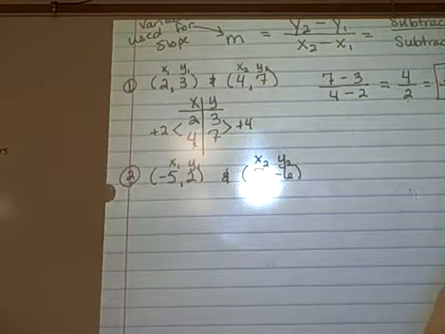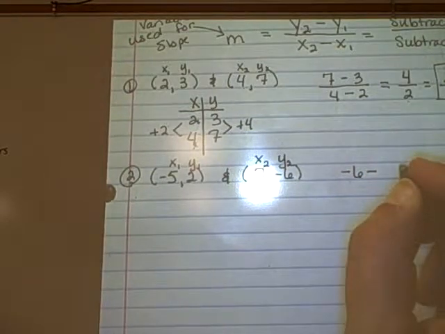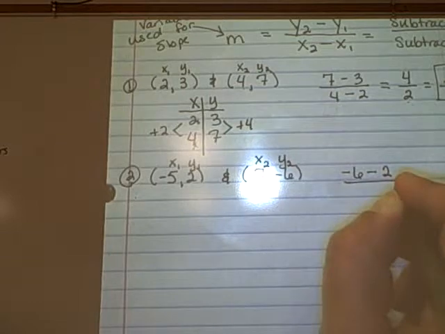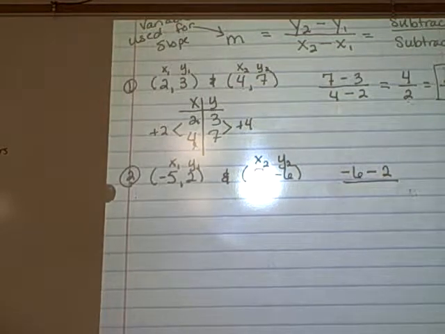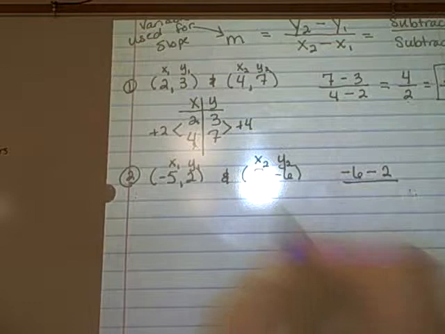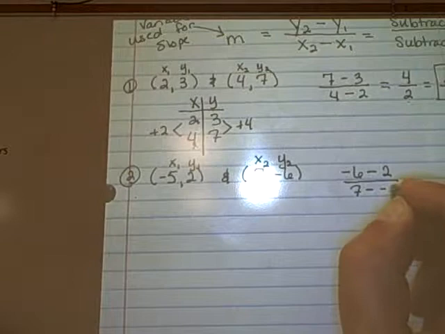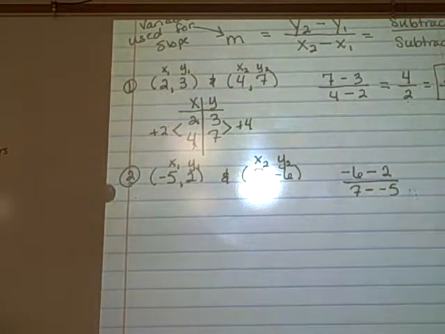So on top, I need the y2 number. What is that? Negative 6. Minus the y1 number. Positive 2. Ouch. Okay, somebody rescue that calculator. All right, negative 6 minus 2 on top. Now I need x2 number on the bottom. What's the x2 number? 7. Minus, what's the x1 number? Negative 5. So right there, this right here, is the part you got to worry about.